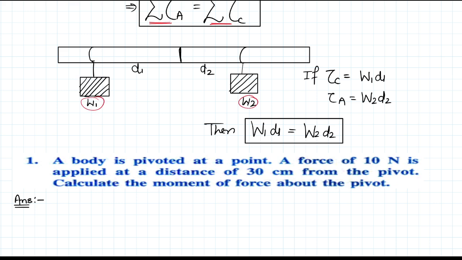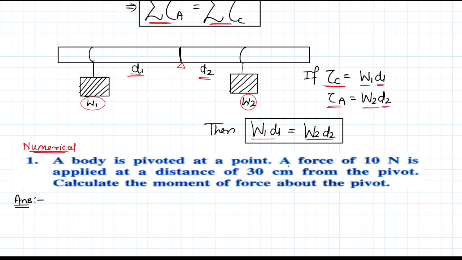Here we have W1 and W2, separated from the pivot point by distances d1 and d2. The clockwise torque is W1 into d1, and the anti-clockwise torque is W2 into d2. So W1 into d1 equals W2 into d2.